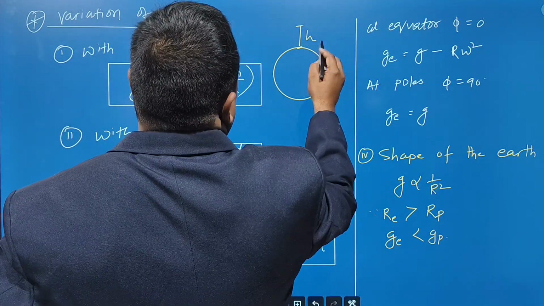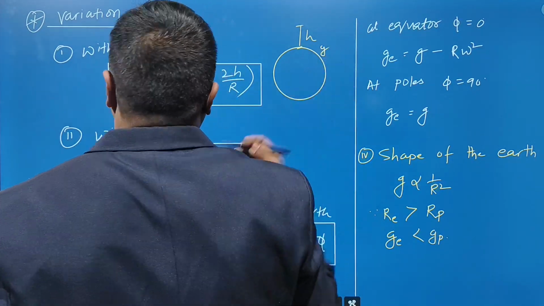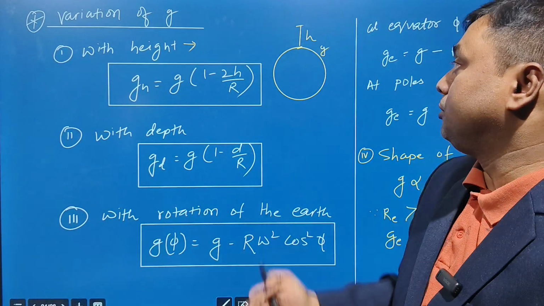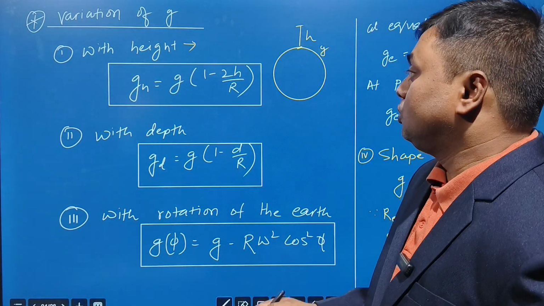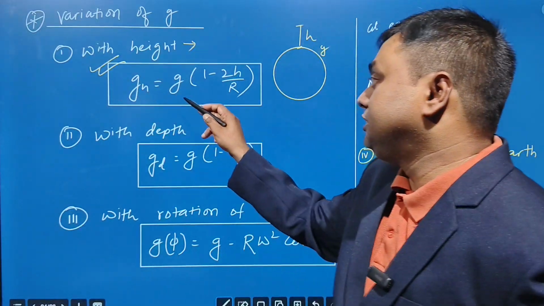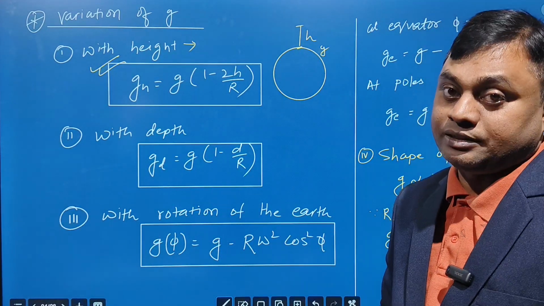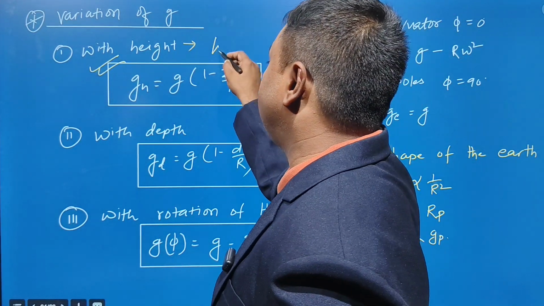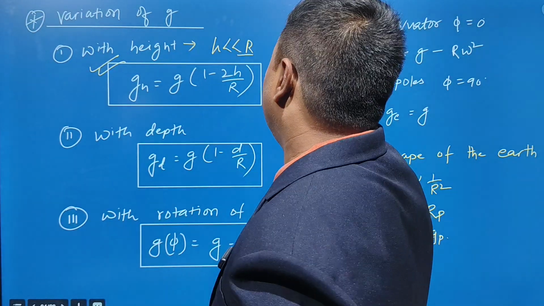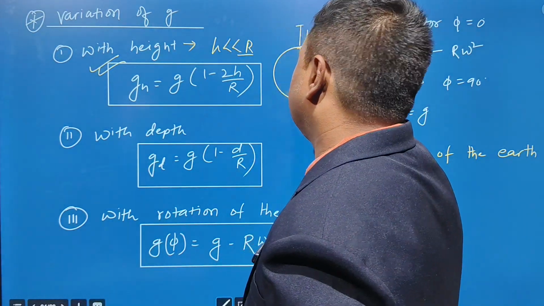You know g at the surface is 9.8. But when you move away from the surface, g_h is equal to g times (1 minus 2h by r). The condition here is that h is far less than r, where r is the radius of the earth.